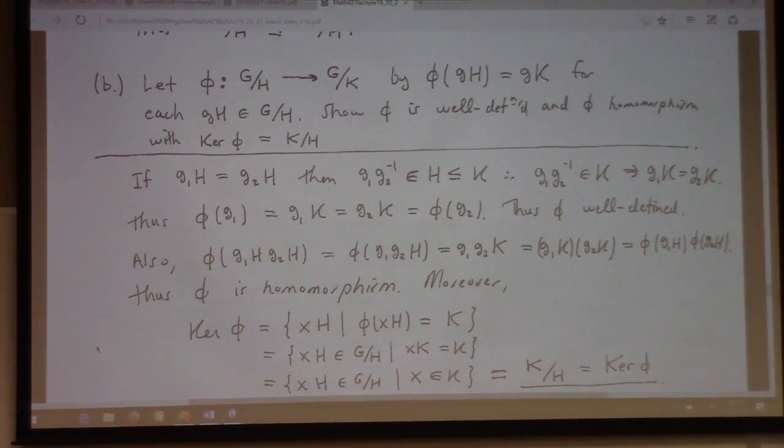And then this is, once you've got that out of your system, the rest of it's pretty easy, honestly. So first of all, is it well defined? Whenever we have a mapping on cosets, we should check that the formula is independent of representatives. So how do you do that?